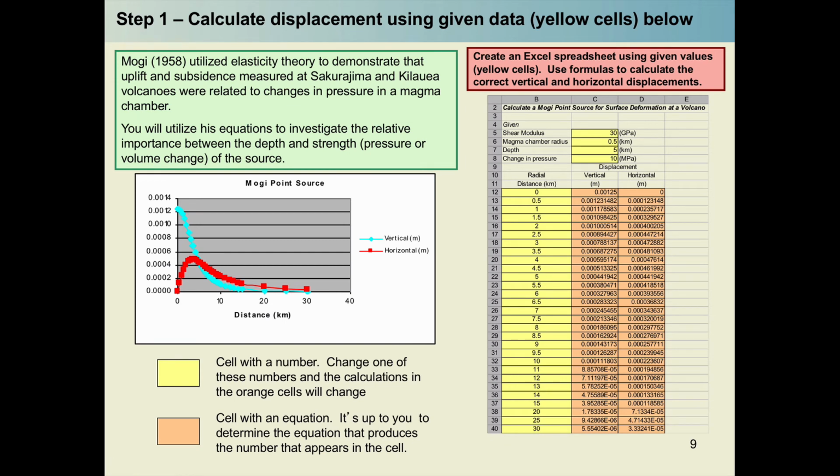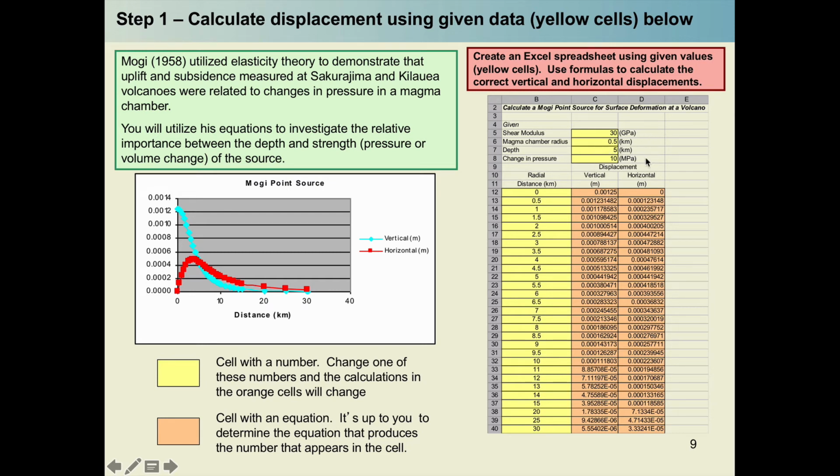So your first step is you're going to calculate displacements given the equations you've been given for the Mogi model. And you're going to set up a spreadsheet to do this. So you're going to create a spreadsheet that has the given values shown here in these yellow cells. So radial distance in kilometers is going to go from 0 to 30. You're going to be given a shear modulus of 30 gigapascals, a magma chamber radius of half a kilometer, 500 meters, a magma chamber depth of 5 kilometers, and a change in pressure of 10 megapascals.